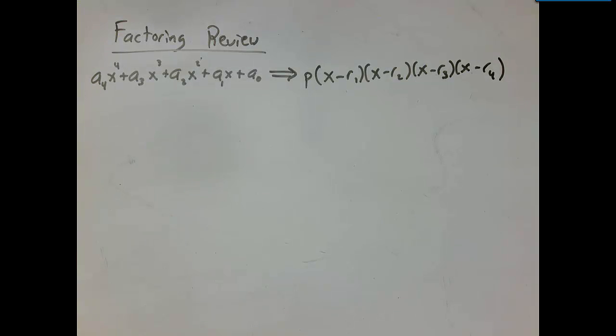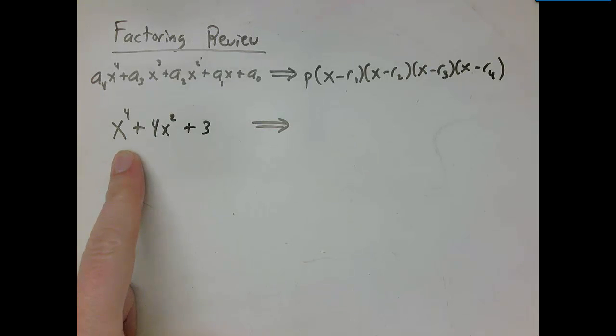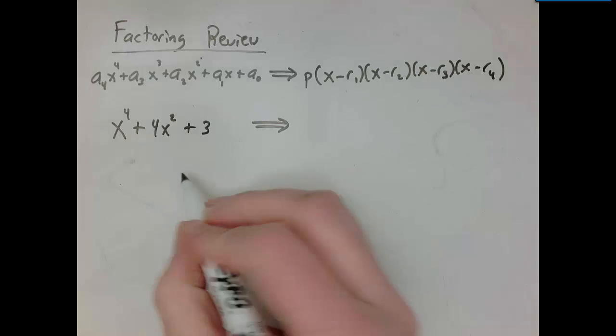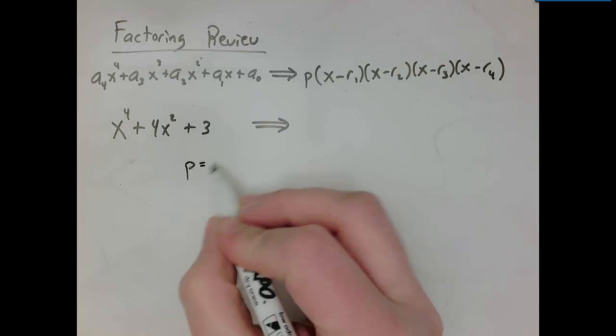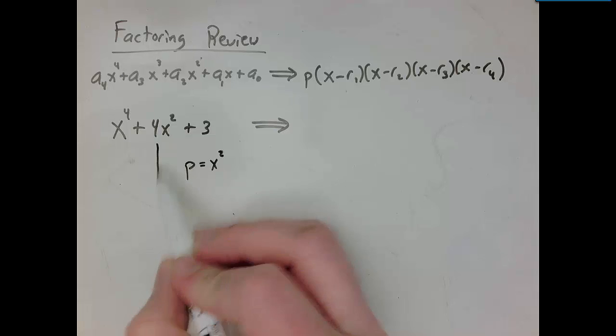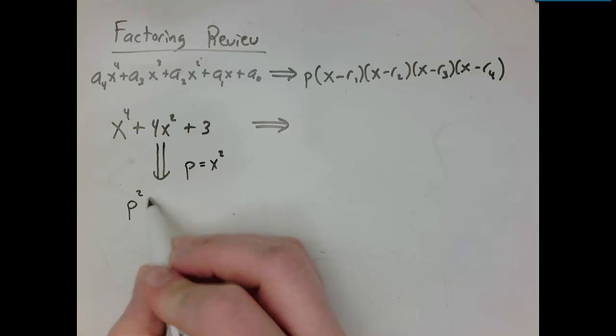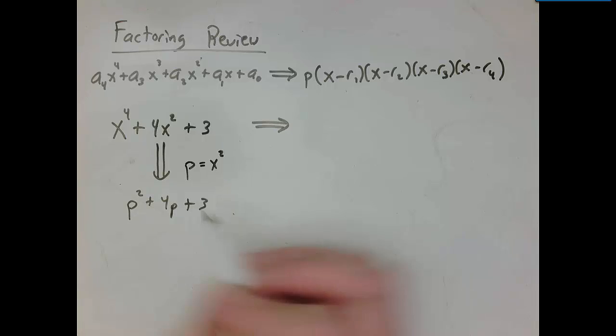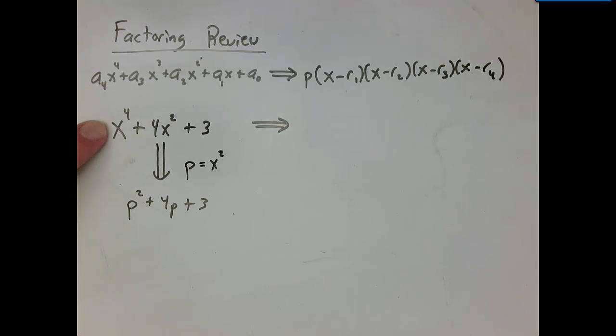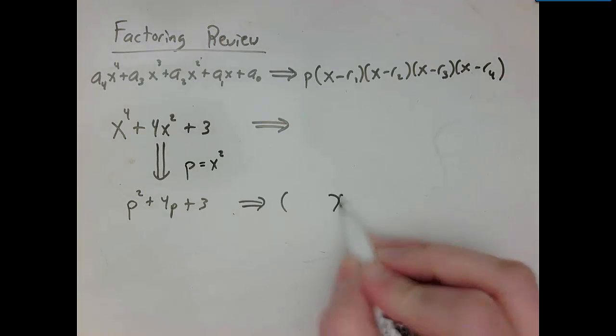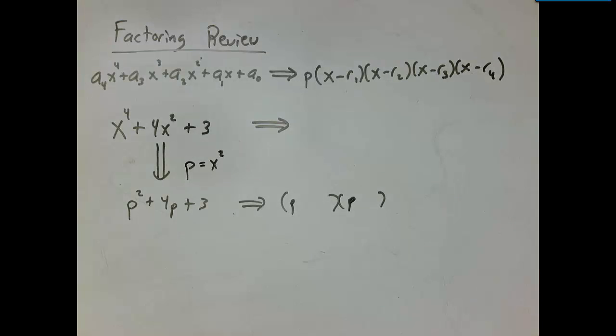So for example, this equation, even though you see it's a fourth degree polynomial, is really sort of like a quadratic in disguise. If we call p a new variable, x squared, you can rewrite this equation as p squared plus 4p plus 3. Because you see that we only have even exponents here, you can rewrite it as a quadratic in x squared, as we say. So you can use the factoring techniques you already know to factor this one quite easily.